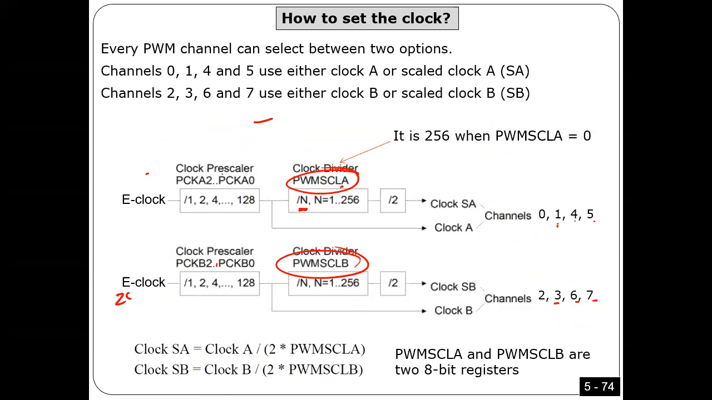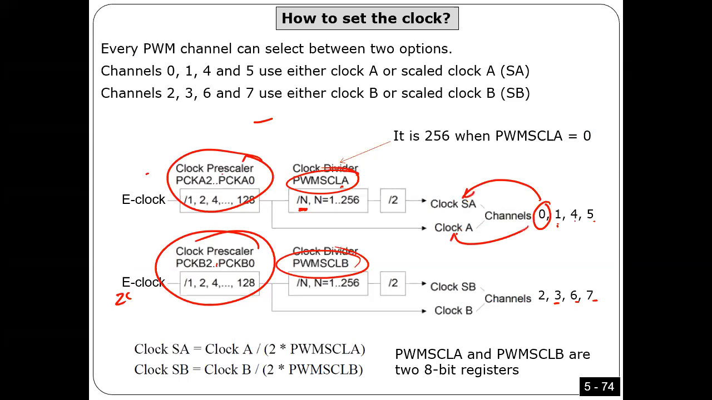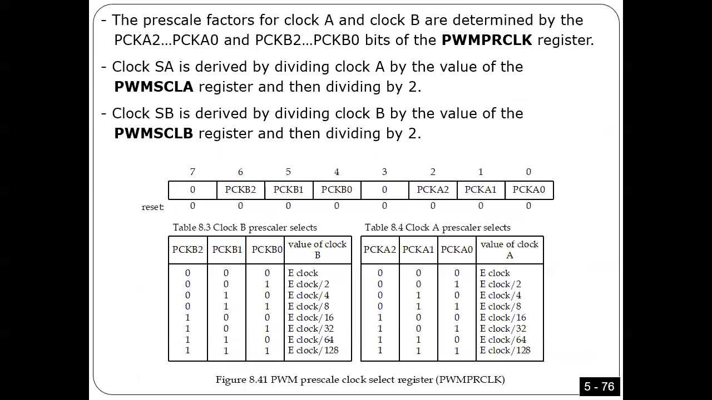All I need to tell you now is two things. Number one, tell me, where are these prescales? In which register can I find these prescales? That is number one. Number two, you told me every channel can select clock A or scaled clock A. Tell me how I can do that, okay? Let's see here. So number one, this is the first question.